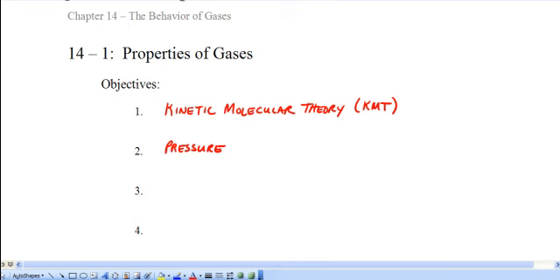We're going to take a look at the gas laws, including the ideal gas law, and all the calculations that are associated with that. And then finally we'll be looking at mixtures of gases.